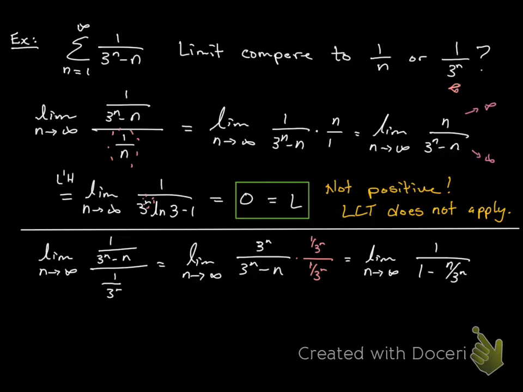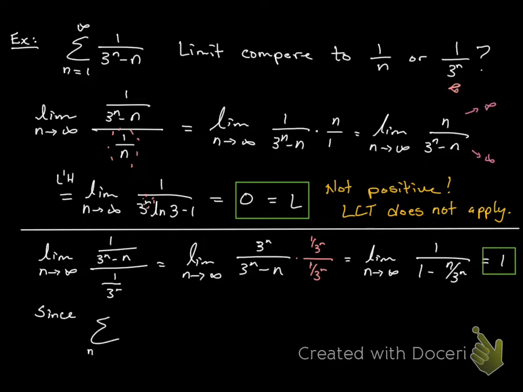N over 3 to the n we can show goes to 0. Remember, 3 to the n grows faster than n. That limit goes to 1, because 1 over 1 minus 0 is 1. That is a finite and positive limit. So comparing to 1 over 3 to the n is a better comparison here. Though we're using limit comparison, it's a better comparison than the harmonic series 1 over n.